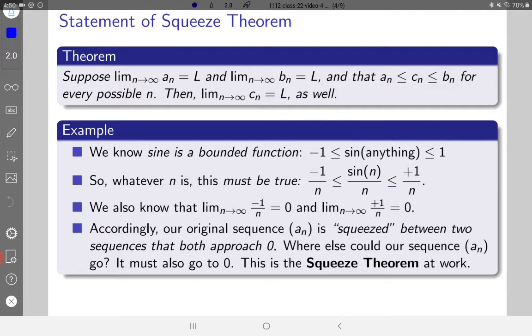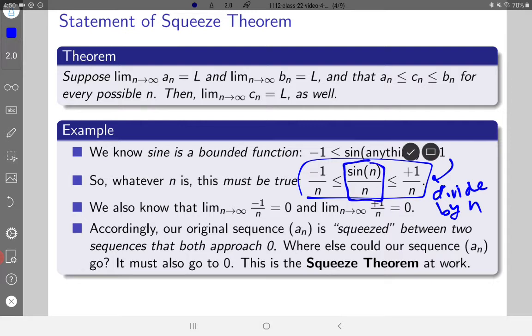And therefore, no matter what n is, this has to be true. You can think of this as I divided both sides by n, or I guess not both, but all three sides, so to speak. I divided all three sides by n to get that line there. And the reason I did that is because right there in the middle, that's the sequence we're talking about, sine of n over n. Now take a limit as n goes to infinity.